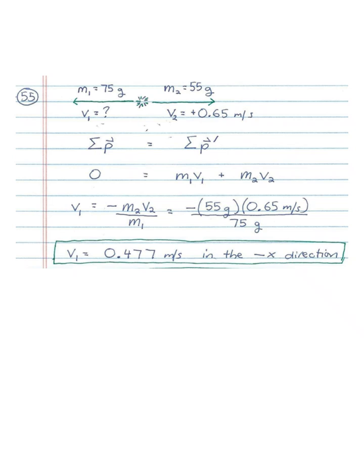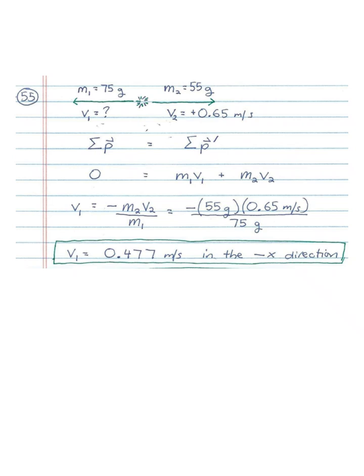Number 55, conservation of momentum. A 130-gram meteoroid is at rest at the origin when internal pressure causes it to burst into two pieces. One piece with mass 55 grams moves off at 0.65 meters per second in the positive x direction. Find the velocity of the other piece.